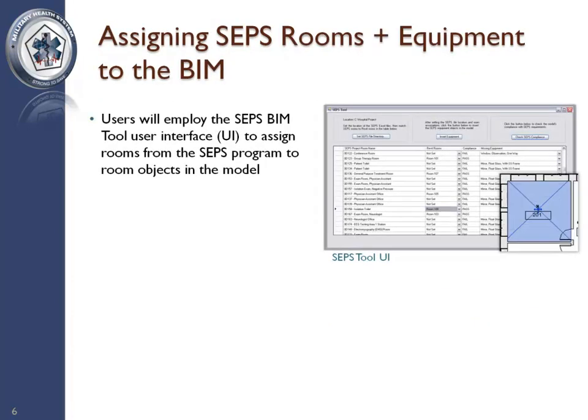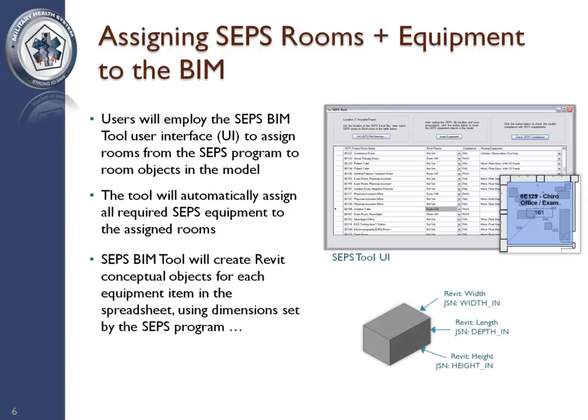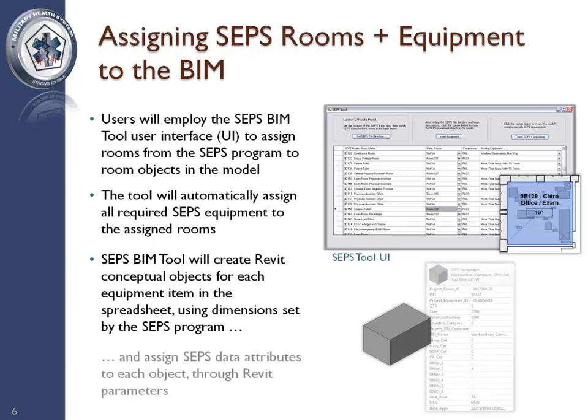Users will employ the Revit SEPS BIM tool user interface, or UI, to assign SEPS rooms to the project BIM. The tool will automatically assign all required SEPS equipment to the assigned rooms in the BIM. The SEPS BIM tool will create Revit conceptual objects for each equipment item in the project equipment spreadsheet file using dimensions set by the SEPS program and assign data attributes for each object.